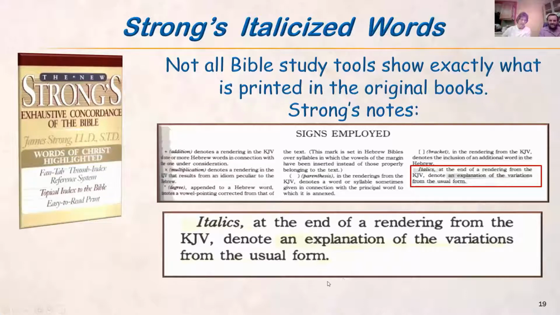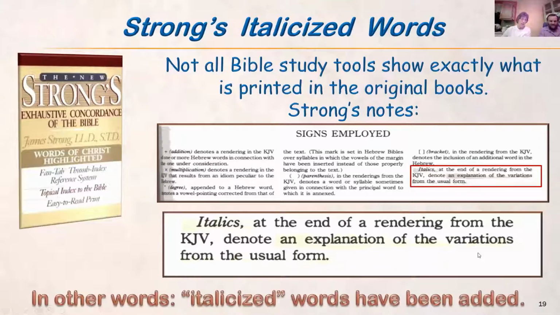Italics at the end of a rendering from the KJV denotes an explanation of the variations from the usual form. Okay? In other words, italicized words have been added. And that is something that we need to know.